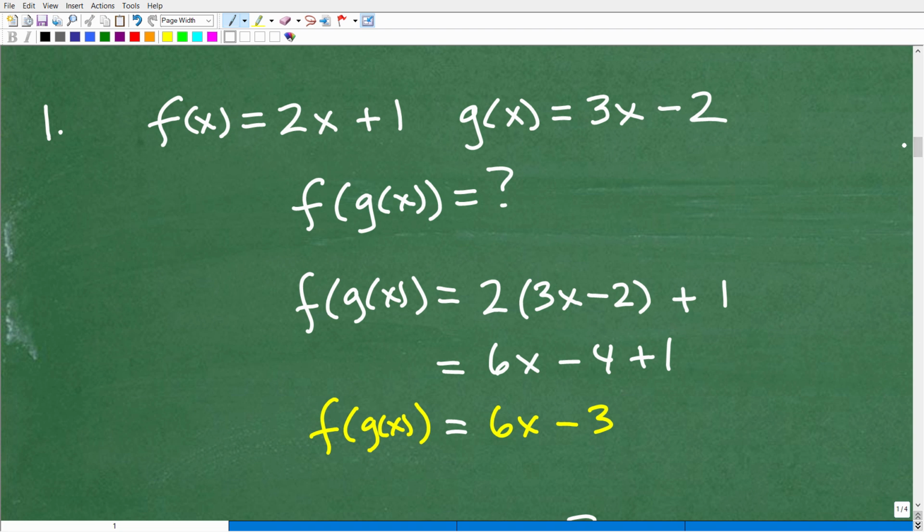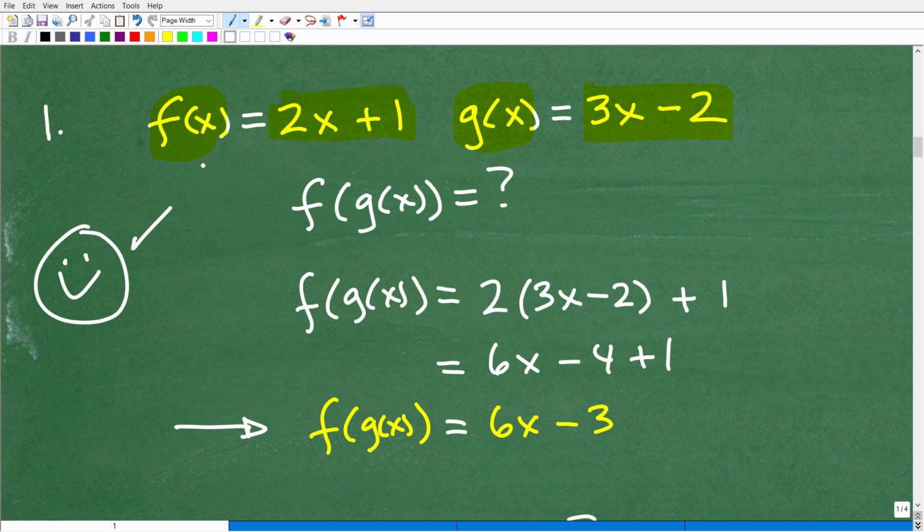All right, so our first question is, we got a function, f of x is equal to 2x plus 1, and g of x is equal to 3x minus 2. Here is the answer. f of g of x is equal to 6x minus 3. So if you got that right, that's pretty awesome. Let me go ahead and give you a happy face with a check mark. Very, very good. But what are we talking about here?